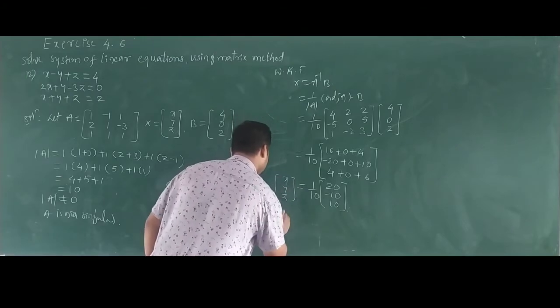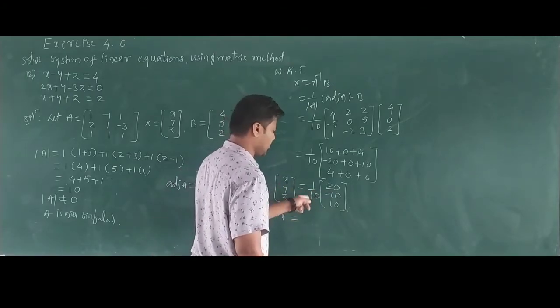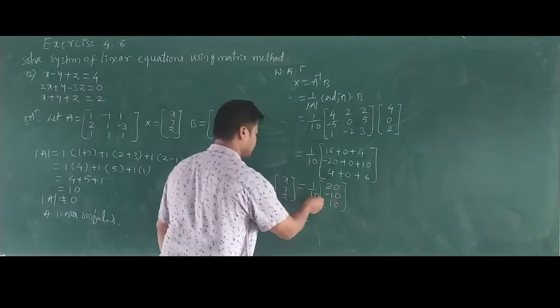This implies x equal to 20 by 10. X value is 1 by 10 into 20. So 20 by 10 is 2. So x value is 2.